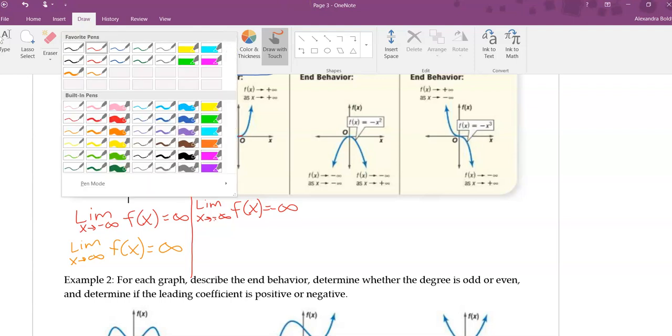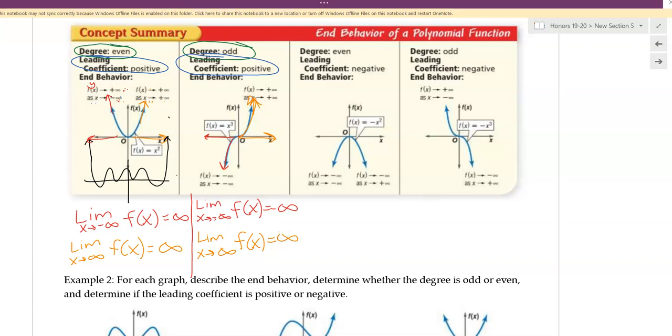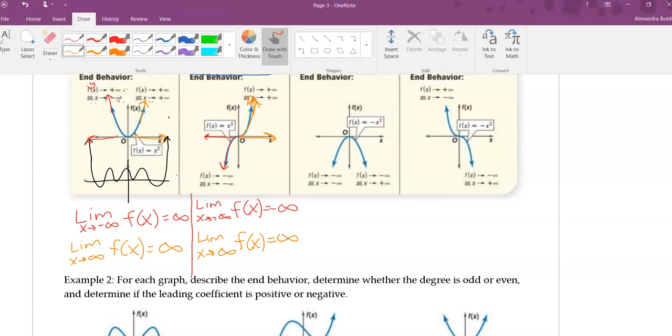So again, the limit as x approaches negative infinity of f of x equals negative infinity. On the other side, what's happening, again, as I go to the right forever, if I follow my graph, it's going up. So the limit as x approaches infinity, the right, of f of x equals infinity. Up, right?